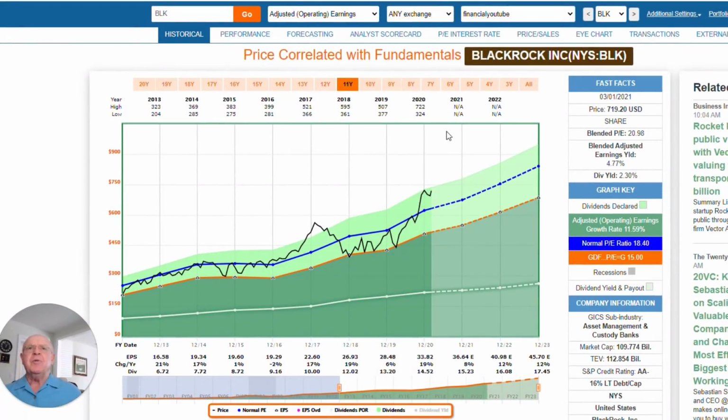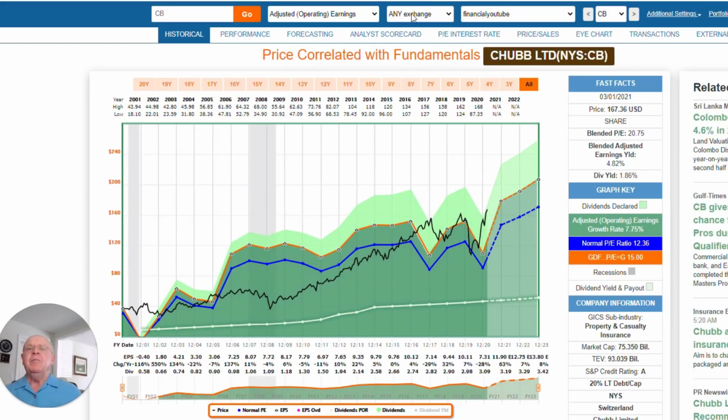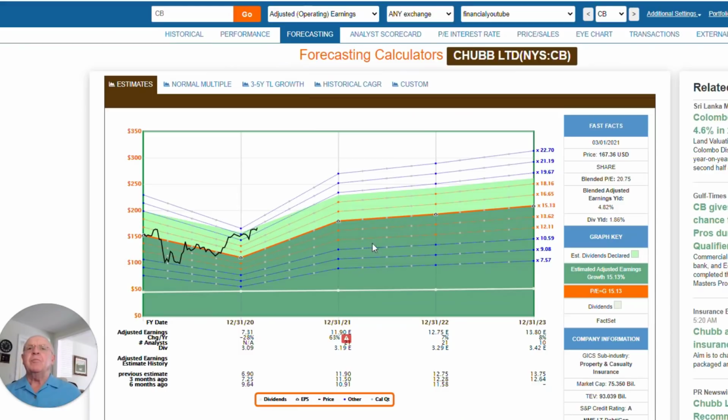But BlackRock is a superb company. I consider it moderately overvalued today, and I would wait patiently. Chubb is a very cyclical company with a very good dividend record. I do believe the stock is not a real bargain today. I think it's trading at a premium valuation.